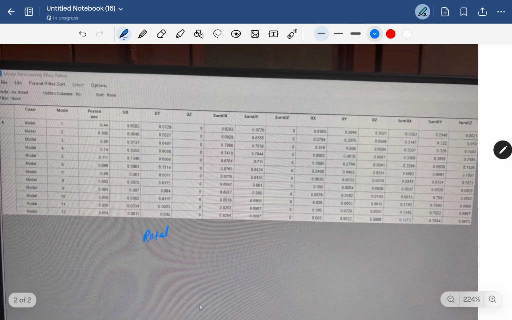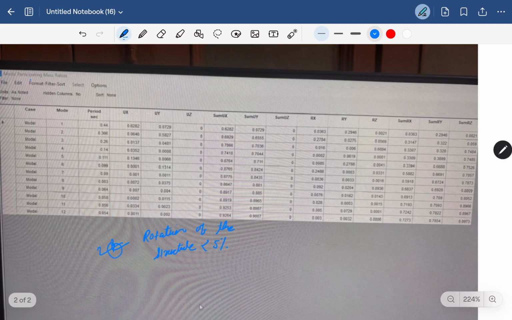So rotation of the structure, rotation of the structure. It should be less than 5%. First criteria in model 1.